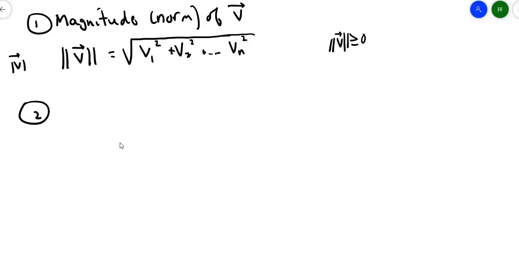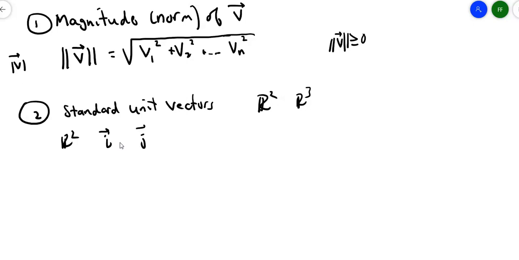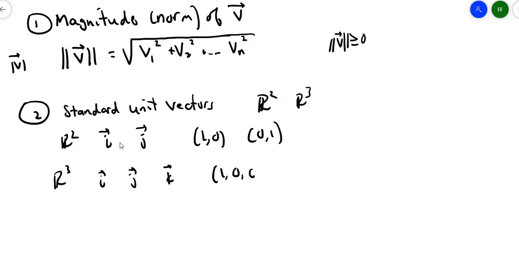What are the standard vectors, right? The standard unit vectors, we have them for R2 and R3. So standard unit vectors work in R2 and R3. In R2, our standard unit vectors are i and j. They are the vectors (1, 0) and (0, 1). In R3, we've got 3. We've got i, j, and then that third vector that comes out of the plane. So we've got (1, 0, 0), we've got (0, 1, 0), and we've got (0, 0, 1). So those are the standard unit vectors.